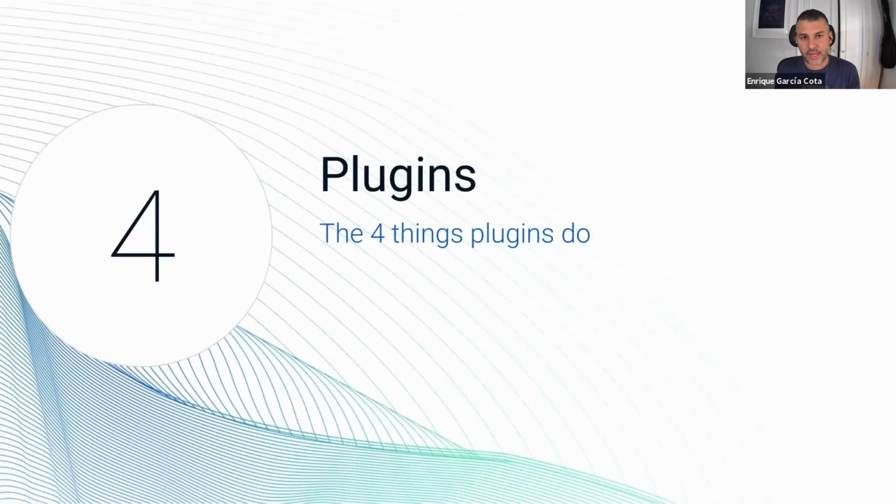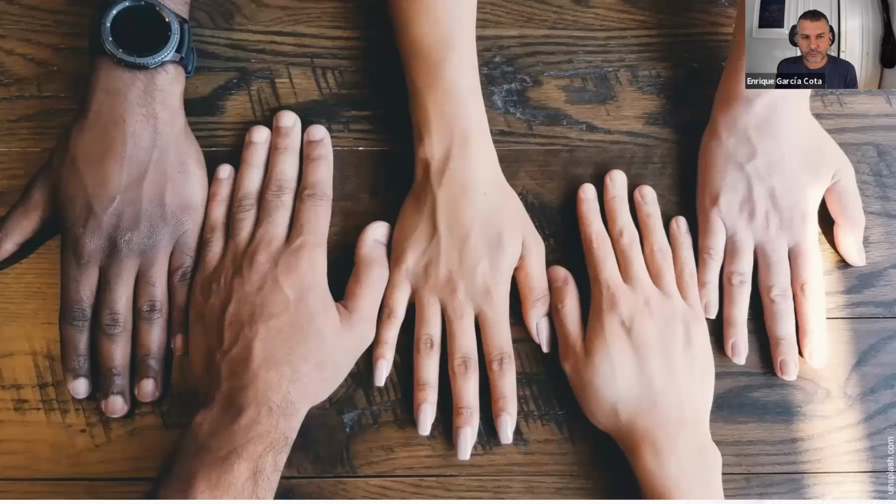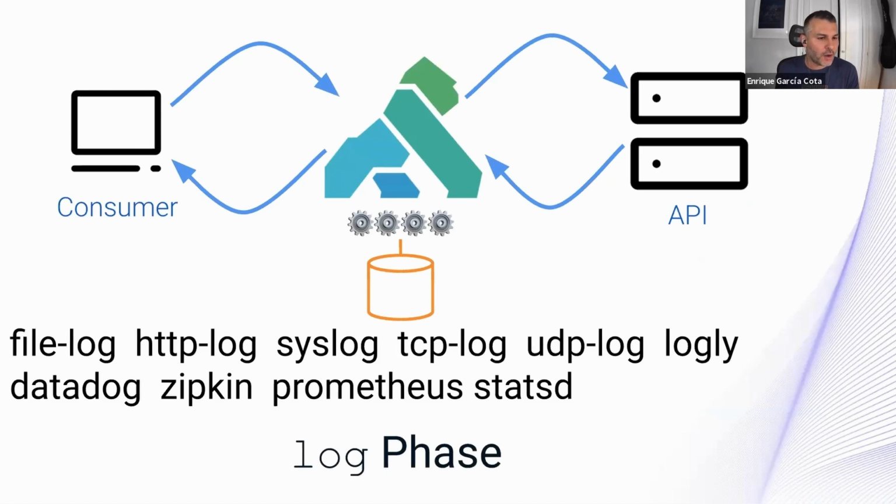Now, last thing was plugins. And I wanted to mention that plugins, which are pieces of code inside Kong that change stuff, are similar to hands. If connections are people, plugins are their ways of changing things. So the first thing plugins can do is talk with an external system. All our logging plugins and the tracing ones like Zipkin and Prometheus are basically doing this on the log phase. So the user isn't impacted.